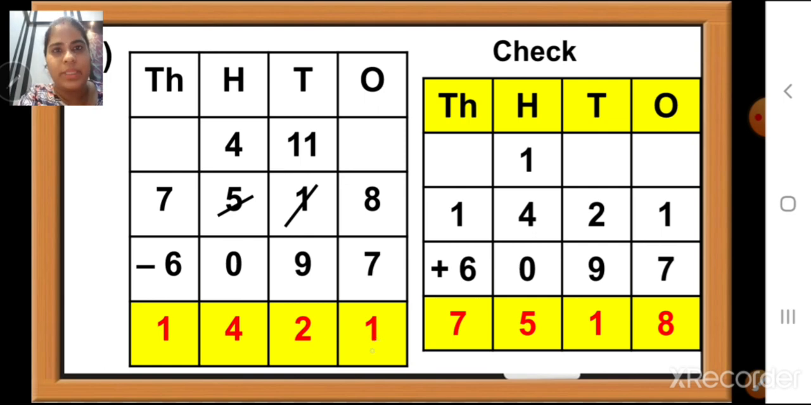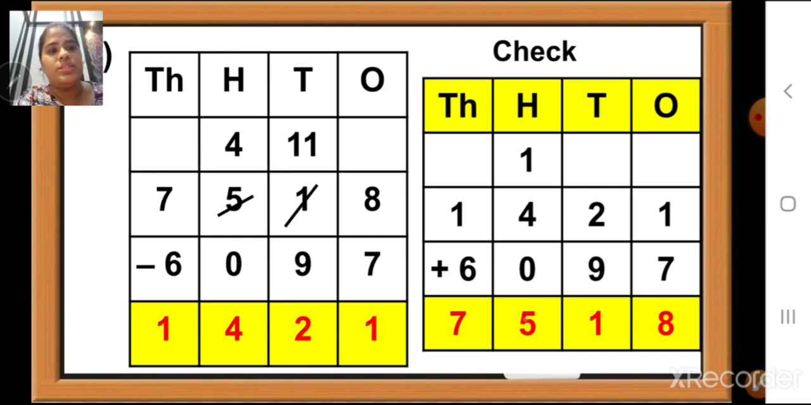1421. Now, how to check your answer? We have to add the difference and subtrahend. So, again, draw one more box and the columns. Write down the difference, then add the subtrahend. So, we will just add it. 1 plus 7 is 8, 2 plus 9 is 11, 1 will be carried over and 1 you will write down.